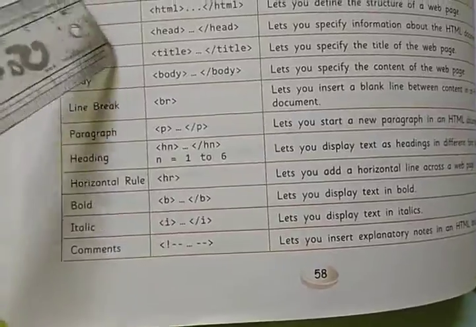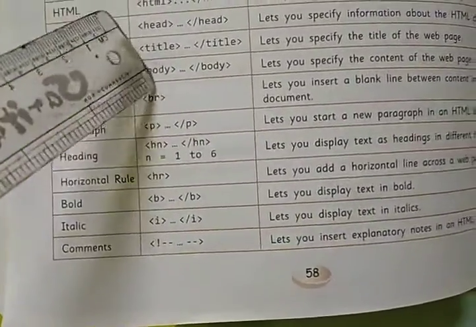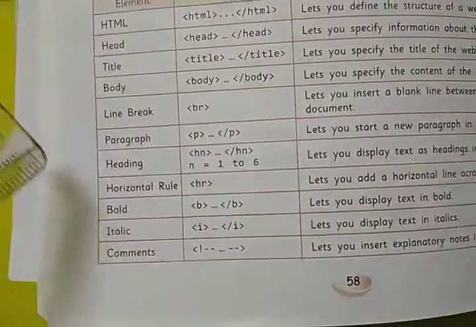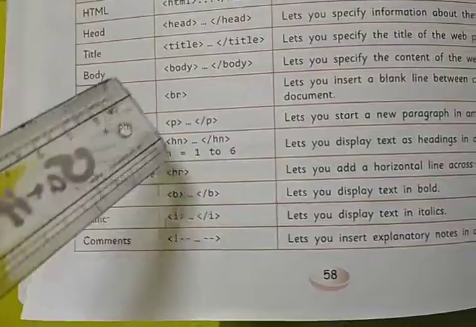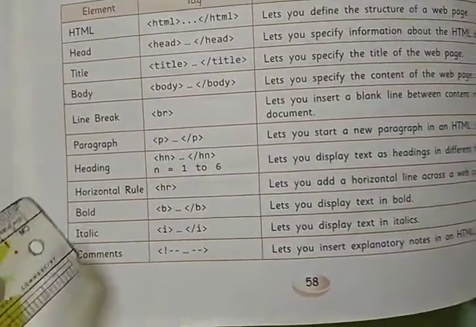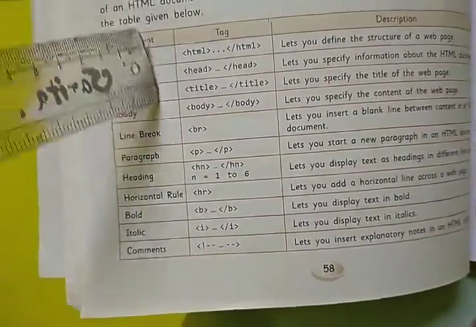Then for the title it is given, then for the body also, then for the line break, then paragraph, then heading. See, in this way the heading is written, then horizontal rule, then bold, italic, comments. All these elements have their own tags. Clear? Elements and their tags.